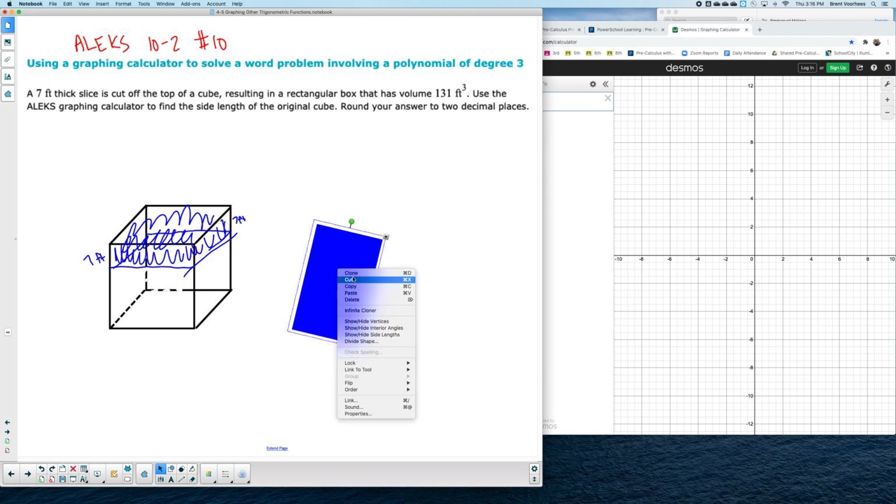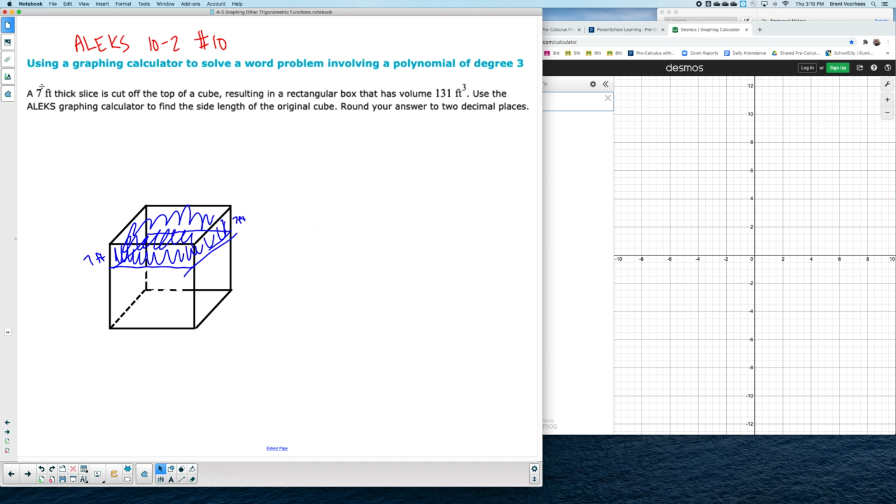Okay, so how do I come up with how much was cut, or what are we even looking for? Find the side length of the original cube. So how do we find the side length of the original cube? Well, here's what we know right now. The length times the width times the height, when it was an actual cube, is just basically x times x times x. But we don't know what those are.